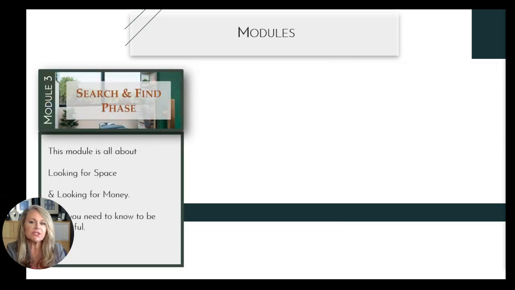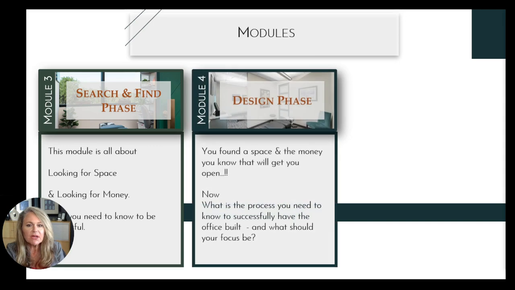Module 3 is the search and find phase. It's all about looking for space and looking for money. It's focused on the keys you need to know to be successful. Module 4 is the design phase. So now you've found a space and you found the money, so you know you can get open. But now, what is the process you need to know to have a successful office built? And what should you be focused on and what you should not? Because we see a lot of doctors get caught up in this phase.